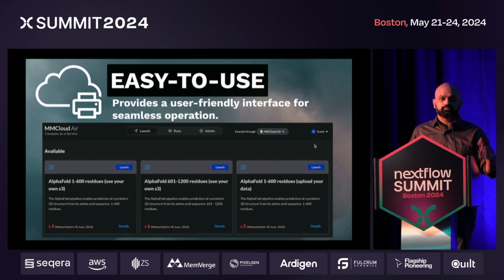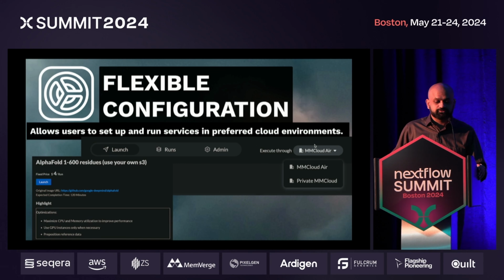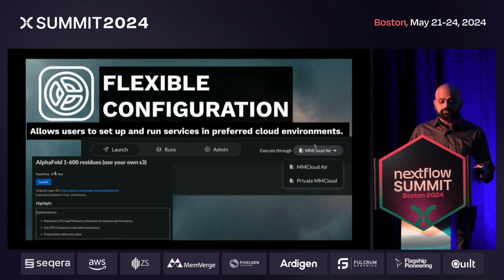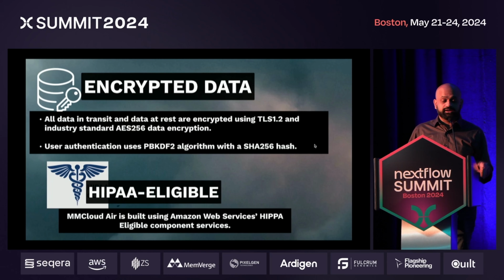The user just needs to bring their S3 buckets for execution. We also allow for flexible configuration where users can set up and run services in preferred cloud environments. Either use our infrastructure or you can deploy Air within your own infrastructure, within your VPC, and you can get these fixed prices per sample runs. And all data in transit and at rest is encrypted, and Cloud Air is built on AWS's HIPAA eligible component services, for enhanced data security.